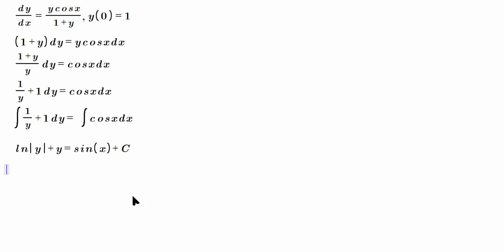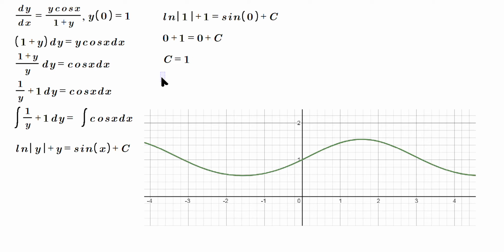So now let's apply the initial condition. We have y of 0 equals 1. That means ln of the absolute value of 1 plus 1 is equal to the sine of 0 plus the c there. So you're going to have ln of 1, which is 0, plus 1 is equal to sine of 0, which is 0, plus c. So now that we know that c is 1, we can write the solution as ln of the absolute value of y. I've added the graph here. I'll talk about that in a second. Ln of the absolute value of y plus y is equal to sine of x plus 1.